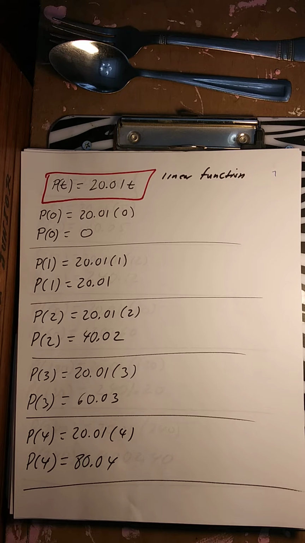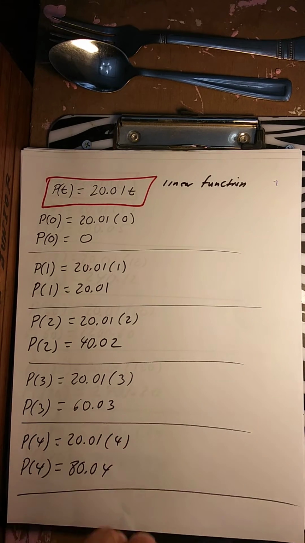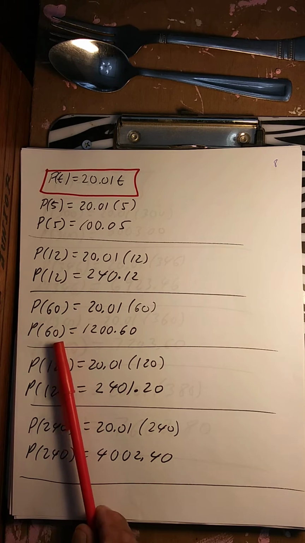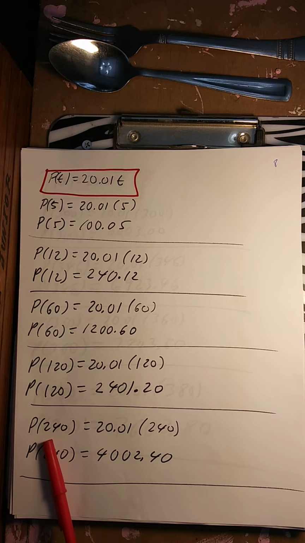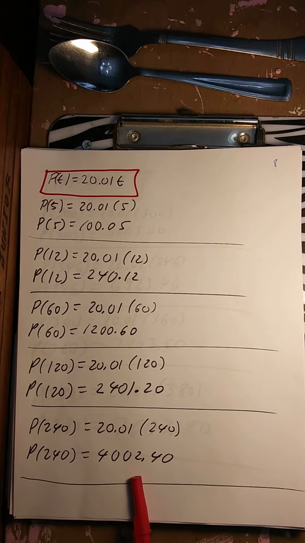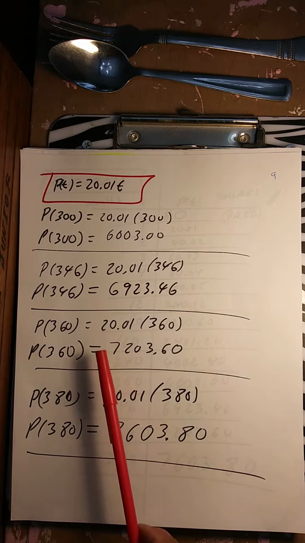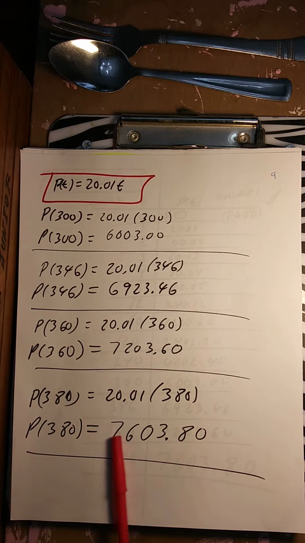2 payments, you paid $40.02. I keep going. It's okay. 3 payments, 4 payments. Let's keep going. 5 payments, 12 payments, 60 payments, 5 years. 10 years have gone by. You made payments. 240 payments, 20 years. You made payments. And 300 payments, 346 payments, 380 payments. Yeah, you paid this much money so far.